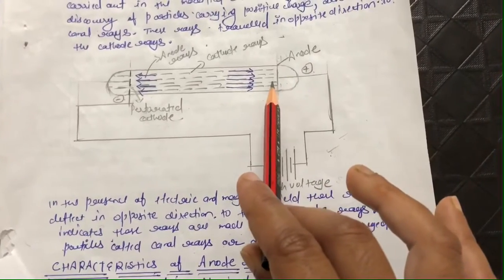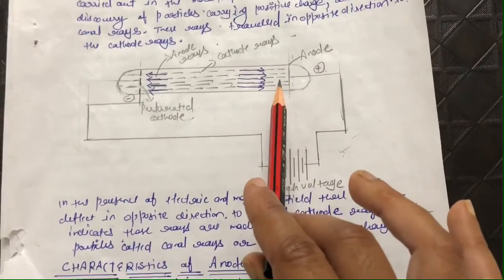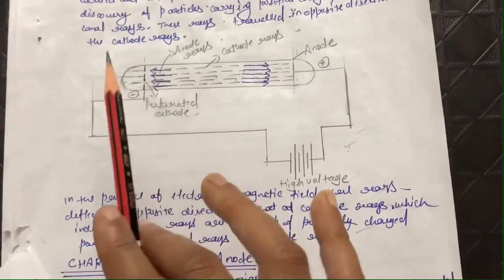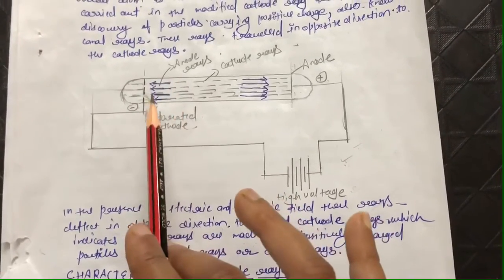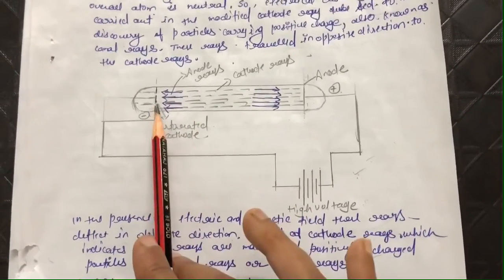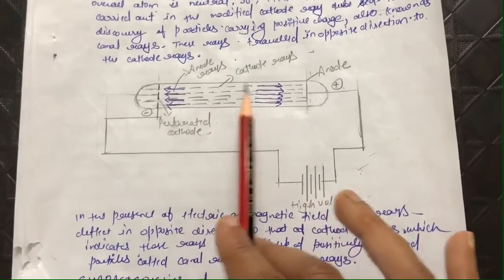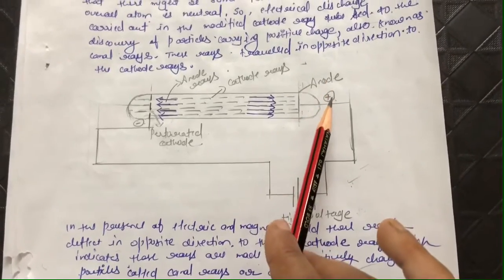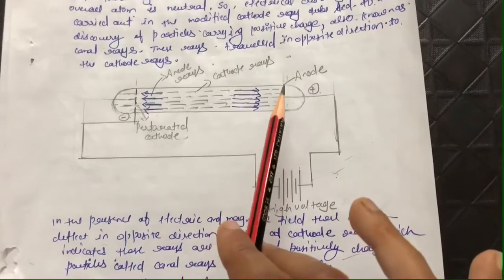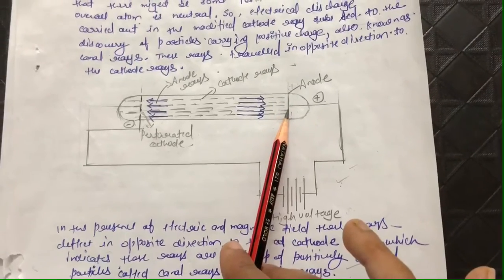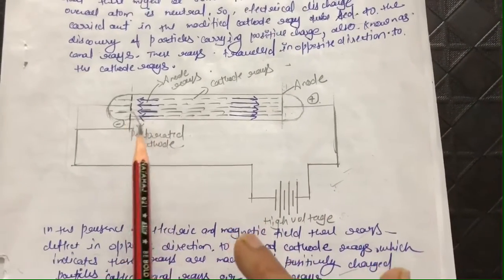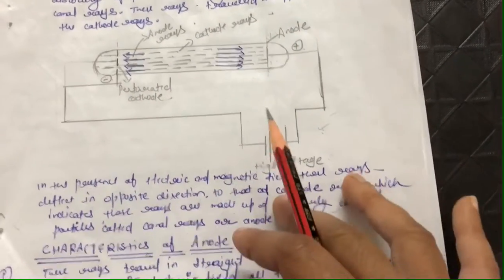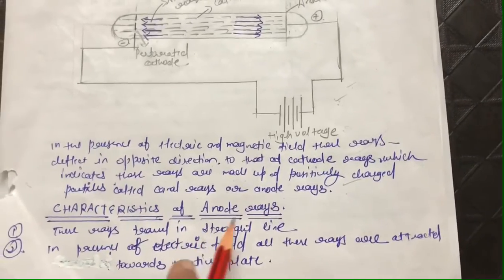Positively charged particles, or a stream of particles which carries positive charge, will move towards the negative end. For electrons, a stream of negatively charged particles moves towards the positive end. For anode rays, we can see that the stream or rays carrying positive charge move towards the negative charge, that is, towards the perforated cathode tube. Clear?